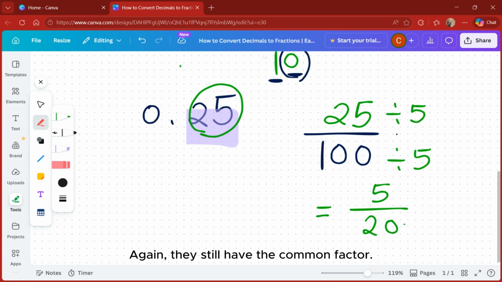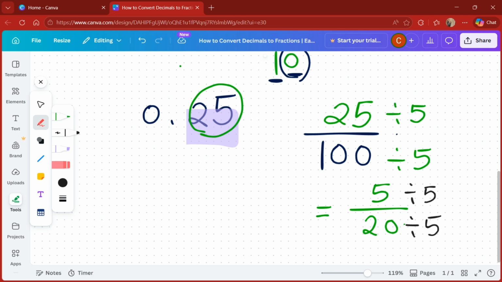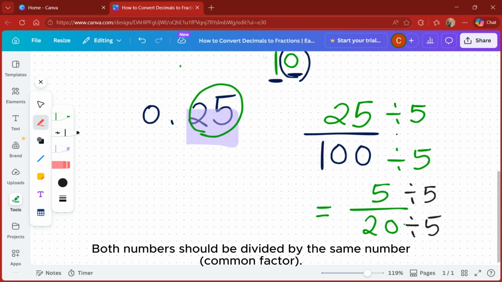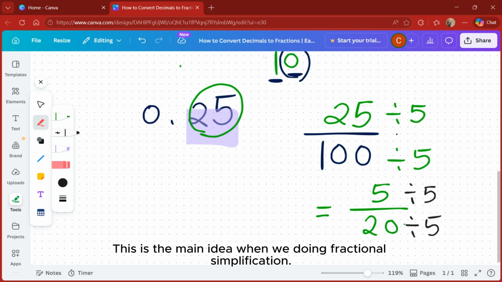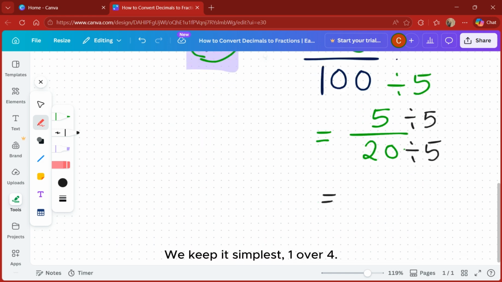Again, they still have the common factor. So that means this is not reduced form. We have to keep simplifying it. So again, divided by 5, divided by 5. Both numbers should be divided by the same number. This is the main idea when we're doing the simplified fraction. So we keep simplifying: 1 over 4.